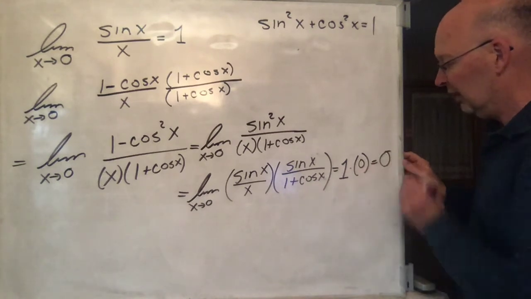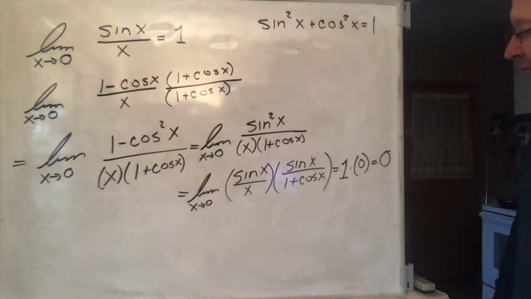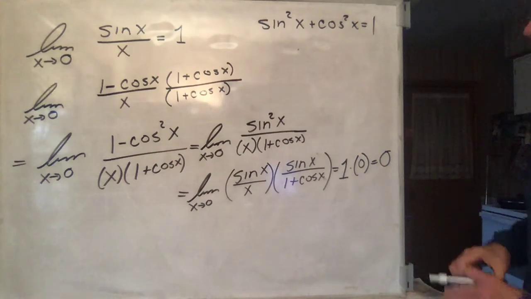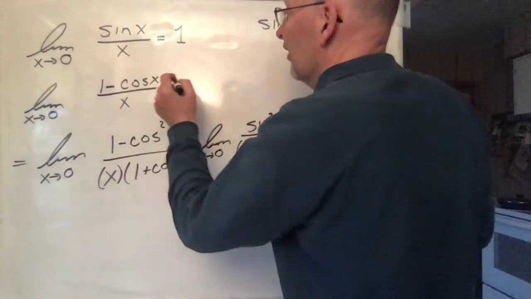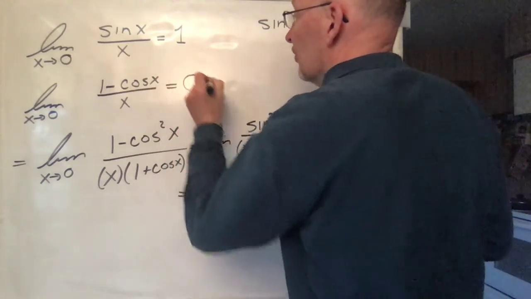0 times 1 is 0. So there's our answer. There's our answer to that one. I'm going to erase all this and just put the answer down. The limit of (1 minus cosine of x) over x is equal to 0.